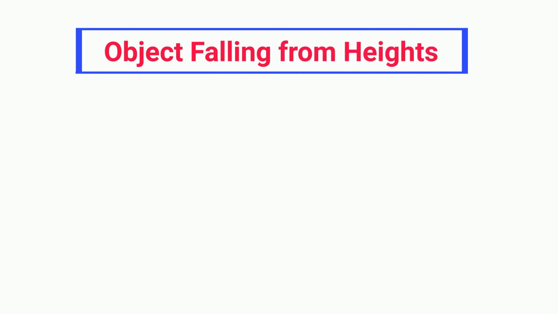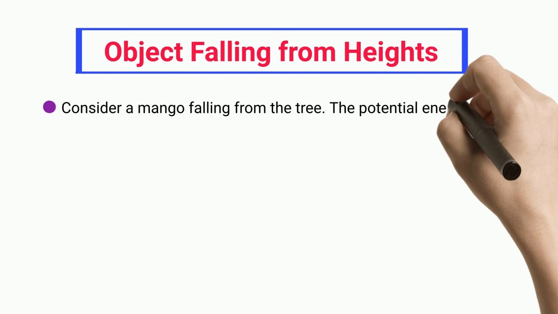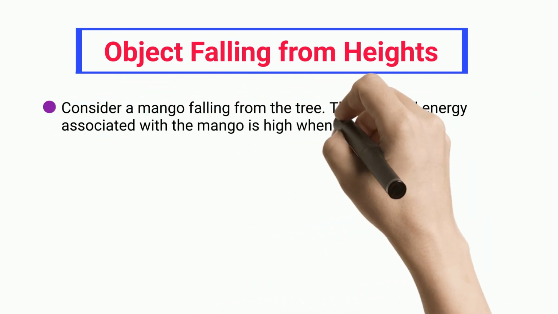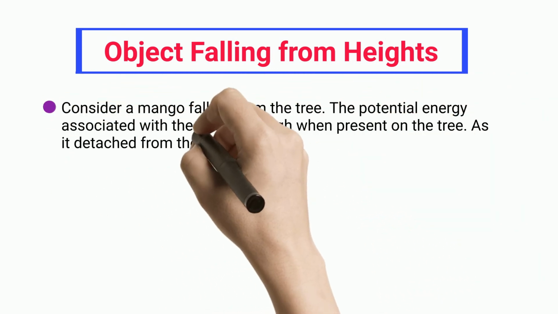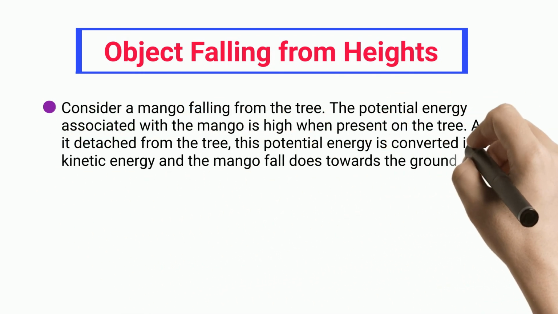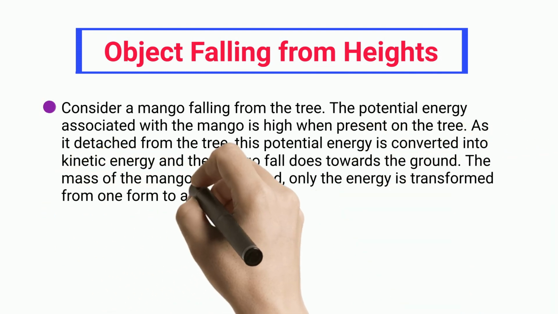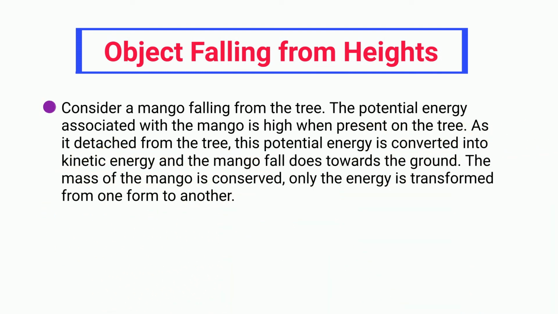Object falling from heights. Consider a mango falling from the tree. The potential energy associated with the mango is high when present on the tree. As it detaches from the tree, this potential energy is converted into kinetic energy and the mango falls towards the ground. The mass of the mango is conserved, only the energy is transformed from one form to another.